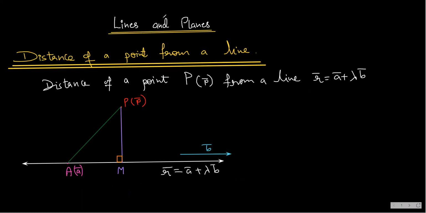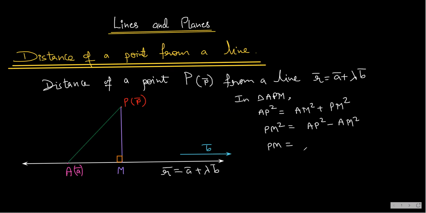I will apply Pythagoras theorem here. So when I apply Pythagoras theorem, see what I get. In triangle APM, I will have now AP square is equal to AM square plus PM square. So basically, PM square is AP square minus AM square, and PM is square root of AP square minus AM square, and it has to be positive.